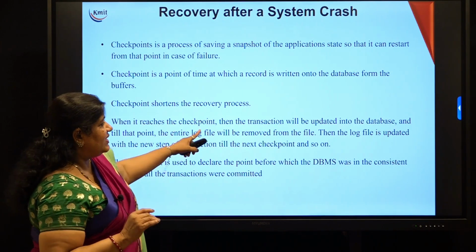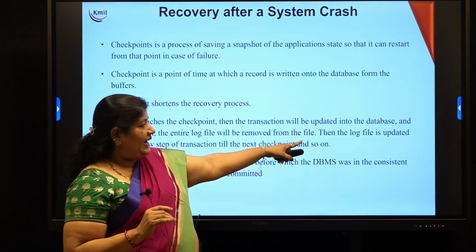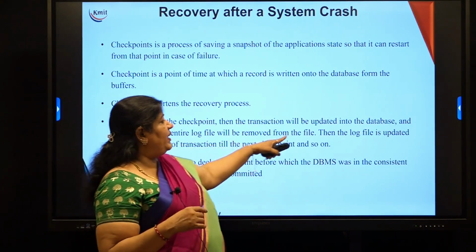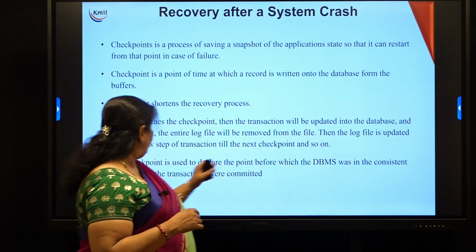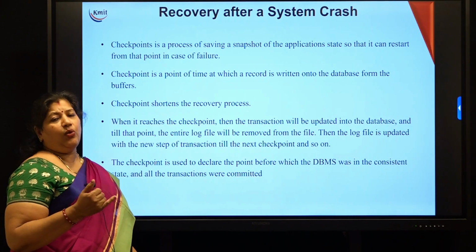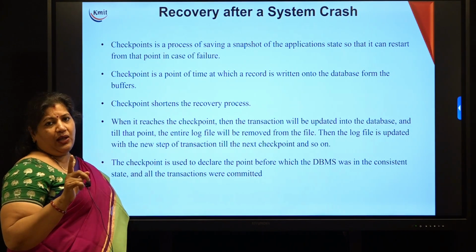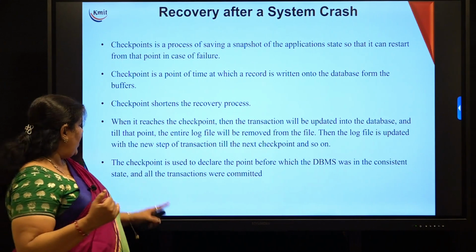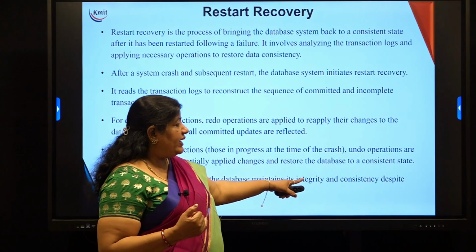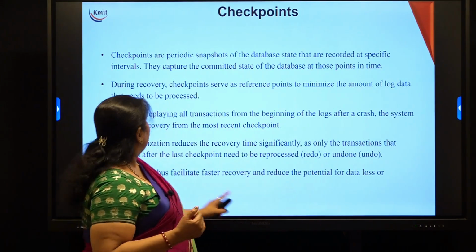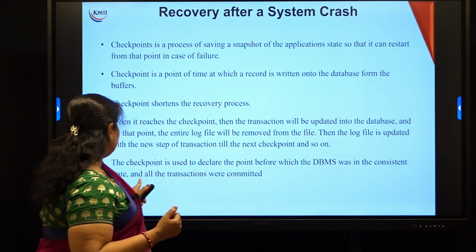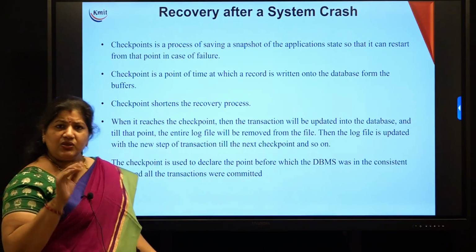So when it reaches the checkpoint, the transaction will be updated into the database, and till that point the entire log file will be removed, and then the log file is updated with new transaction steps till the next checkpoint and so on. So a checkpoint entry will be there in the log, so that you know that from there you have to continue. The checkpoint is used to declare the point before which the DBMS was in a stable, consistent state and all the transactions were committed.